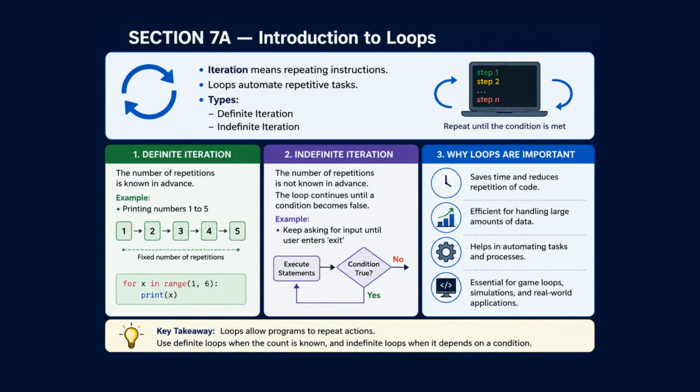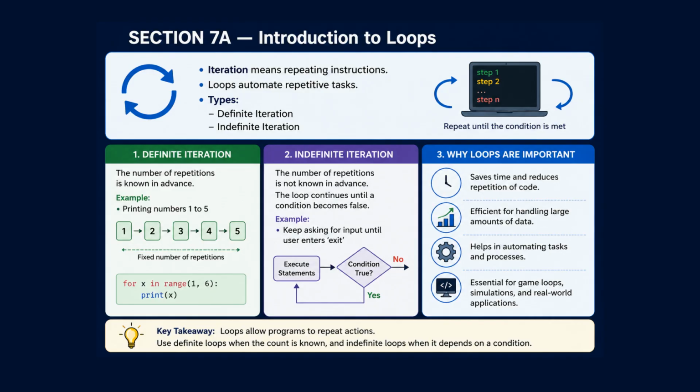In programming, a loop is used to repeat instructions multiple times automatically. This process is called iteration. Instead of writing the same code again and again, loops allow the computer to repeat actions efficiently.